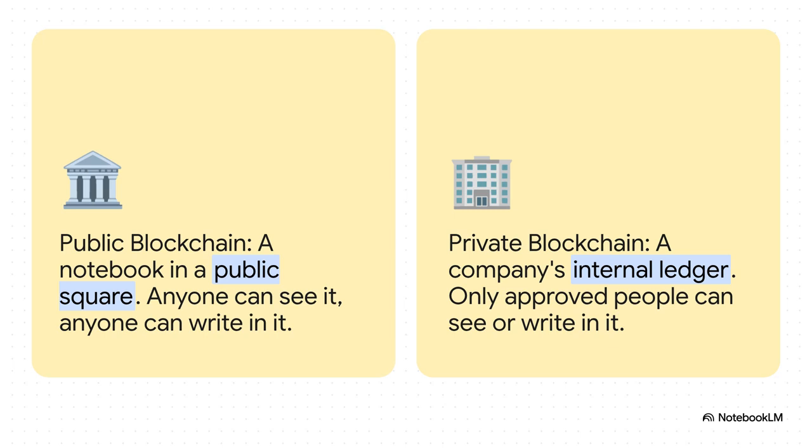So, on one hand, you've got the public blockchain. Think of this as that notebook sitting right in the middle of a public square. Literally anyone can walk up, read all the pages, and even try to add a new one. It's all about openness, right? Total transparency. But then, on the other hand, you have the private blockchain. This is more like a company's internal confidential ledger. You need permission, you need an invitation just to look at it, let alone write anything in it. This is all about control and privacy.